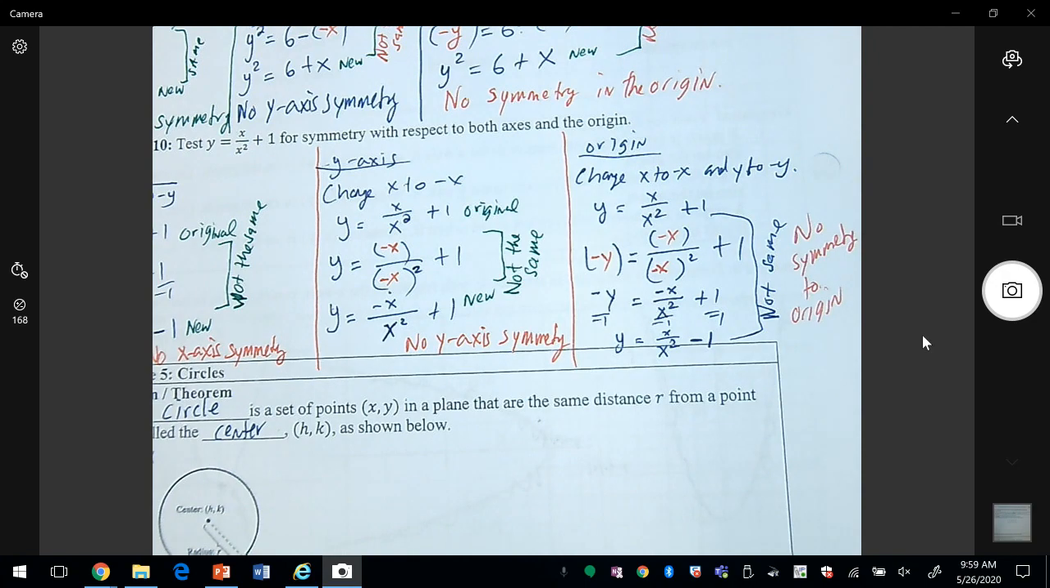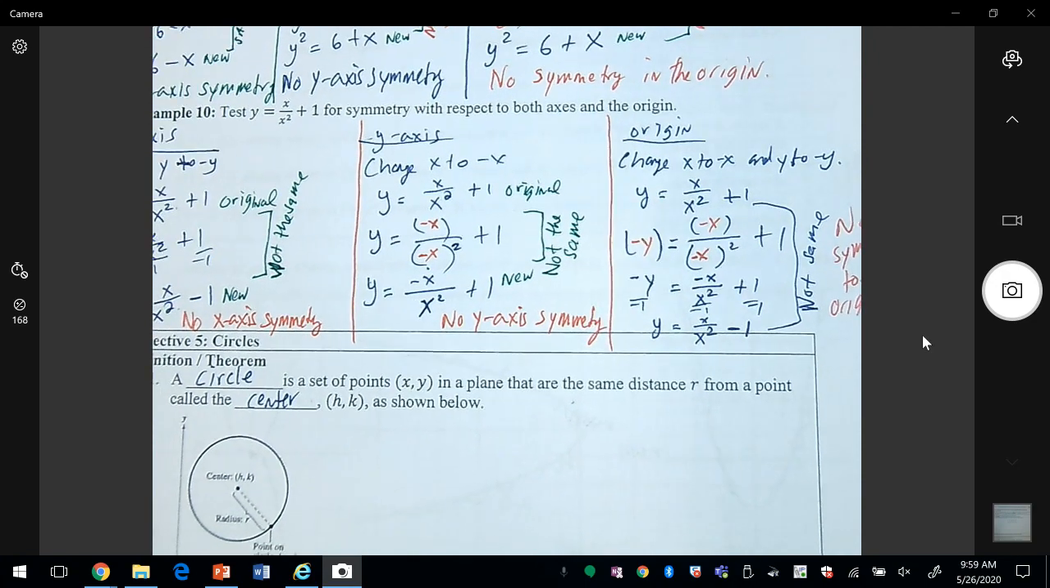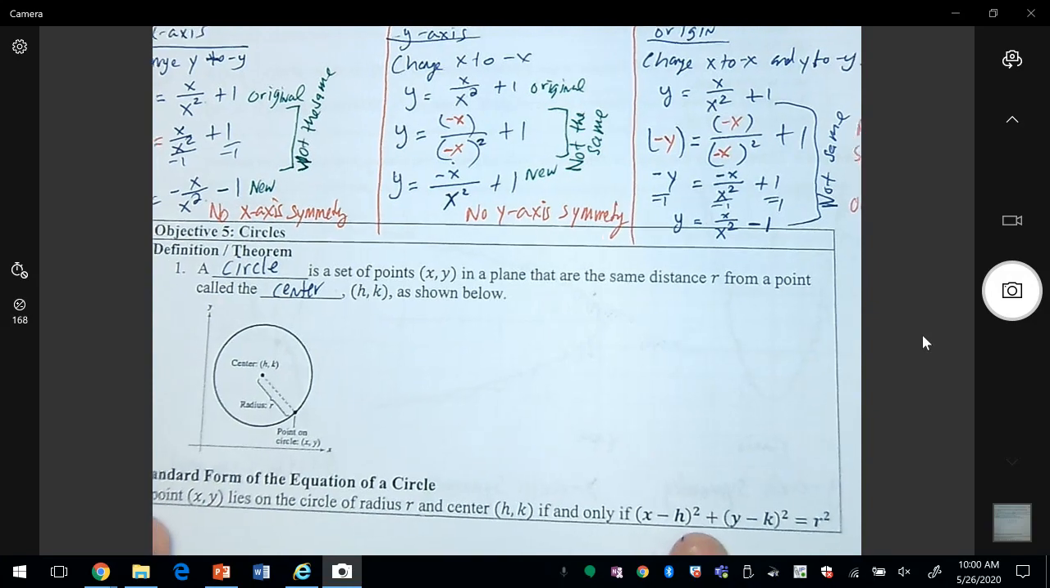A graph can have no symmetry at all. It can have symmetry on either of the axes.